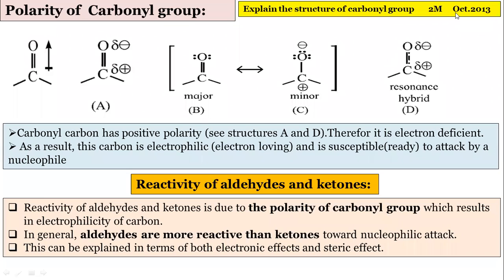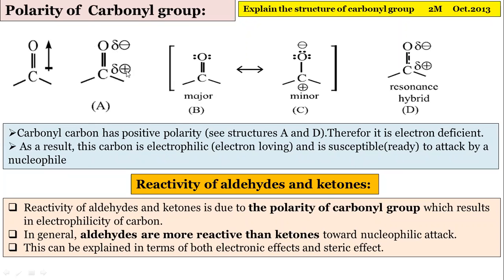Then this question was asked in the board exam, October 2013: Explain the structure of carbonyl group. So what is expected to write, I will explain. Because in your textbook, many concepts are given, but don't write many things. We only have to draw the structure. See, this is the polarity of the carbonyl group. The carbonyl group is polar because of this oxygen and this carbon. Oxygen is highly electronegative, so it will be delta minus. In this diagram, it is shown.